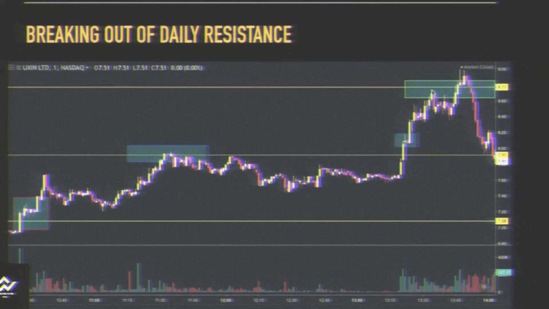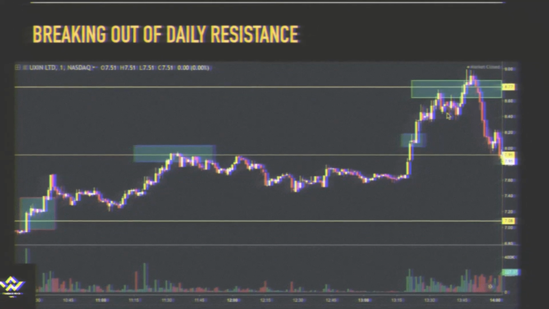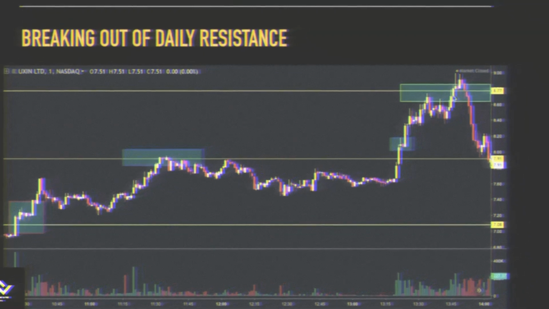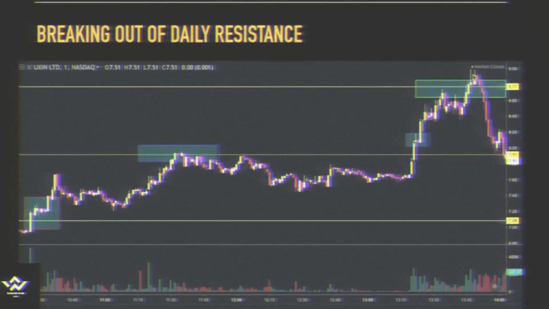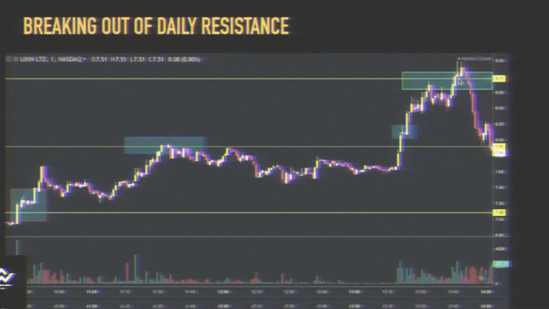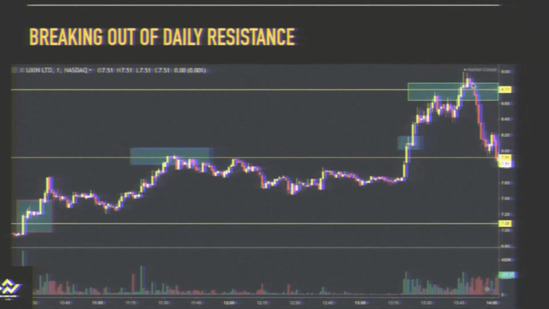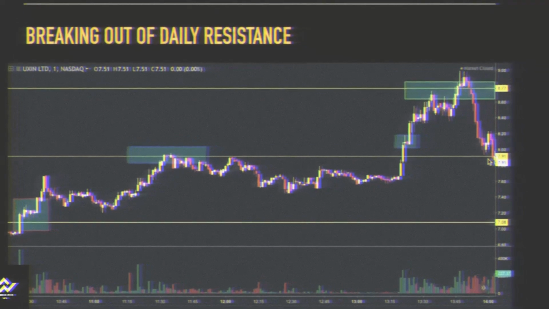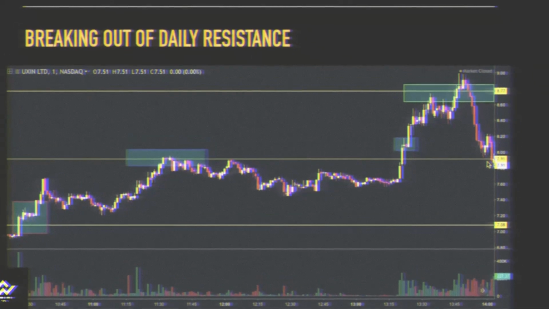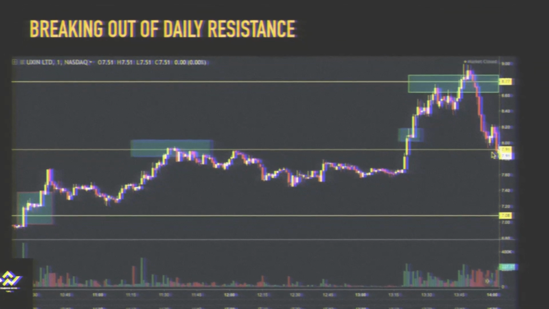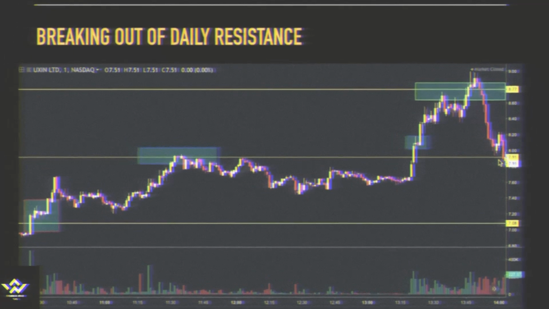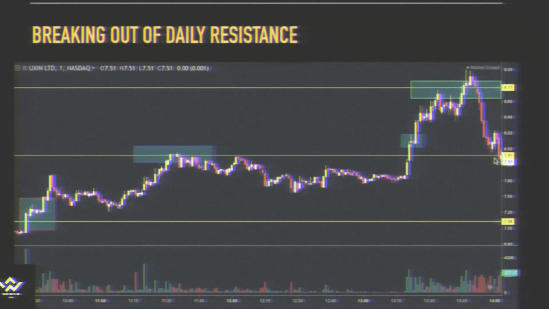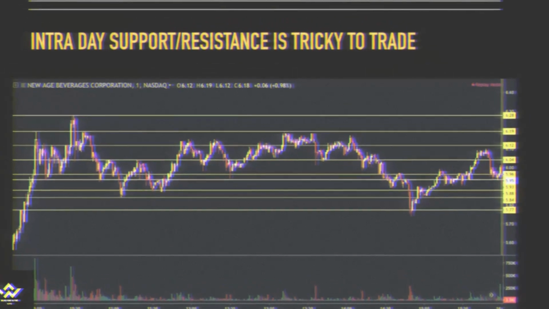So we come up to test 877, we get rejected, we come back up to test 877 again. We get the break of 877, but look what happens. We don't hold. We get the break, it's a false breakout, and then from there, we fall all day long. So you can see that only trading around support and resistance levels on the daily chart can be more predictable, more rewarding, less risky, and less complicated as opposed to this.